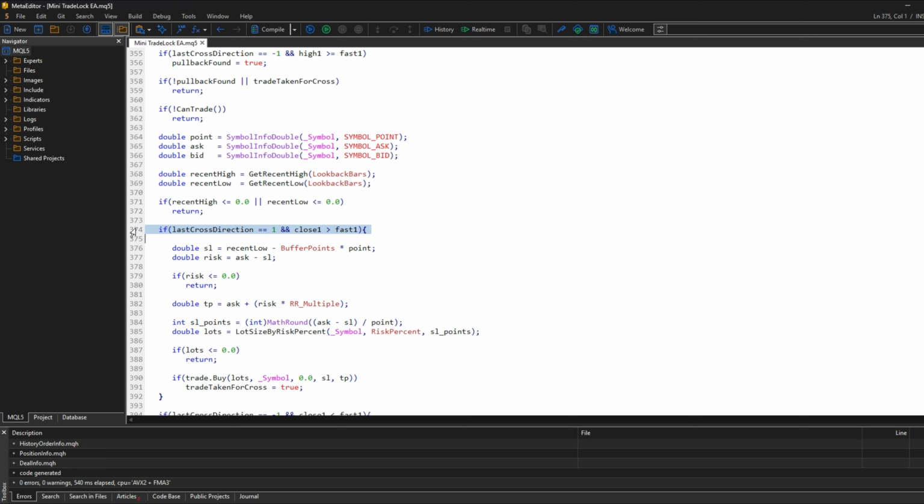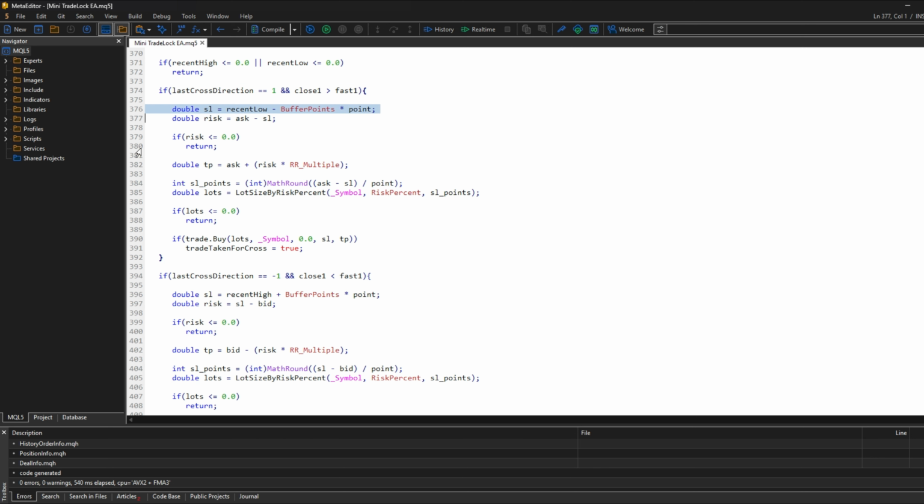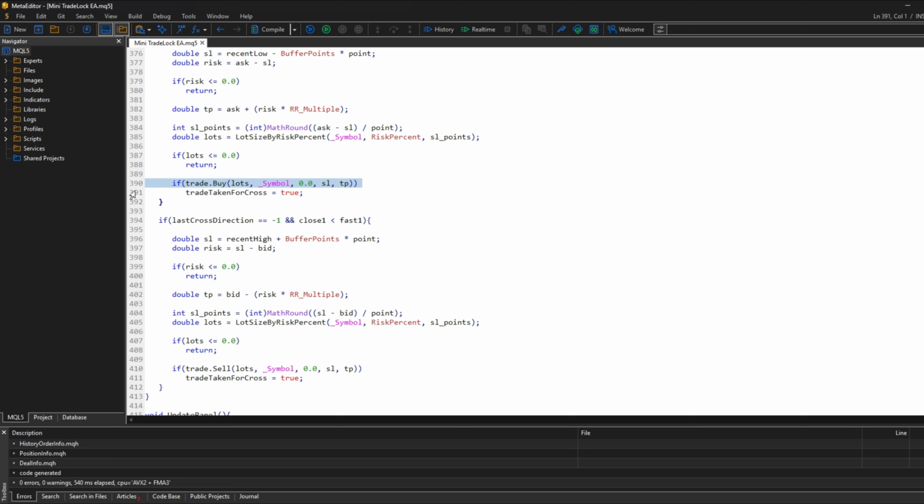For the buy entry, the cross direction must be a buy and the last closed candle must close above the fast EMA. Then we place the stop loss below the recent low with a buffer, and we calculate the risk distance from the ask price to the stop loss. If the risk is invalid, we return, and then we calculate the take profit using the risk to reward multiple. After that, we calculate the stop loss distance in points. We pass that into the risk percent lot size function to calculate the correct lot size. And if the lot size is valid, we open the buy trade. And if the trade is successful, we mark this cross as traded.